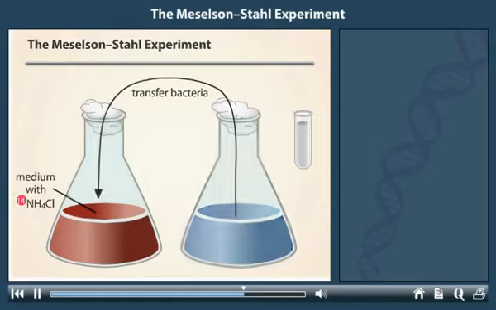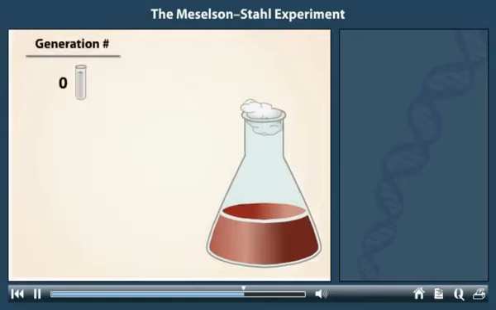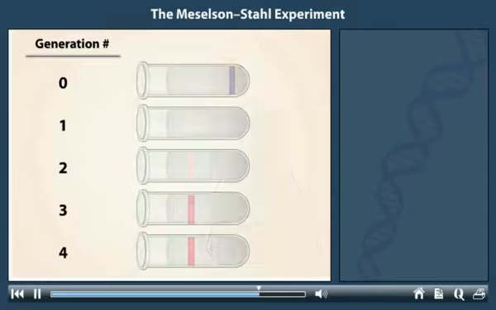They called their first sample Generation 0. After the transfer to light medium, a sample was taken every 20 minutes, which is the generation time for E. coli cells growing at their optimal temperature. The DNA from the samples was prepared for high-speed centrifugation. Meselson and Stahl found the following results.